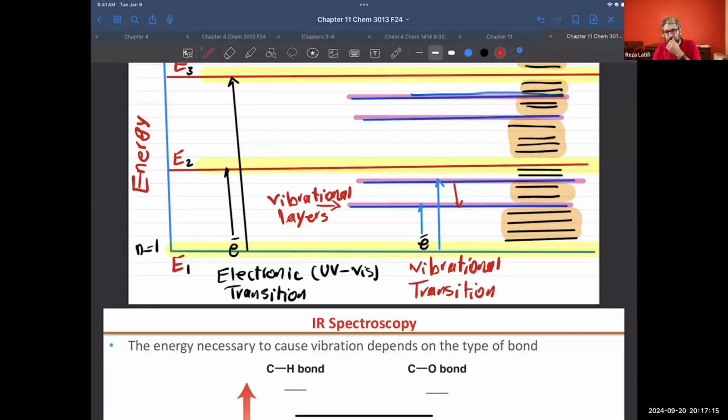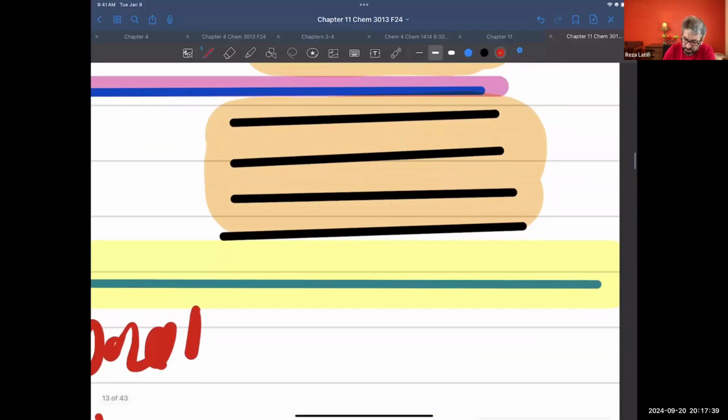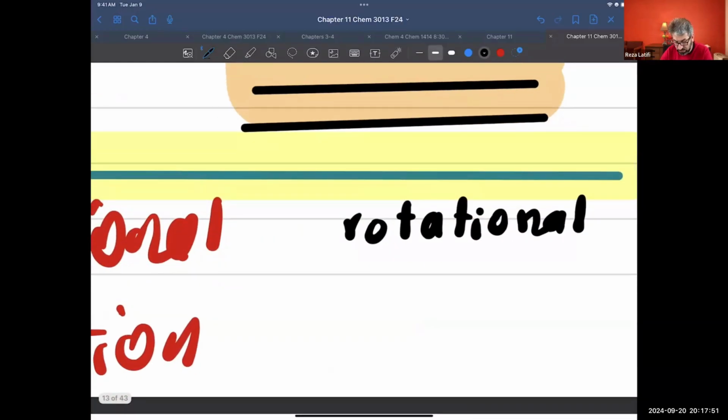Next, between two vibrational layers, you can find really small layers, layers where the gap in energy between them is really small. If I zoom in here, the ones that I highlighted in pink, like orange, are going to be rotational layers, you can call them, and the technique will be a rotational transition technically.